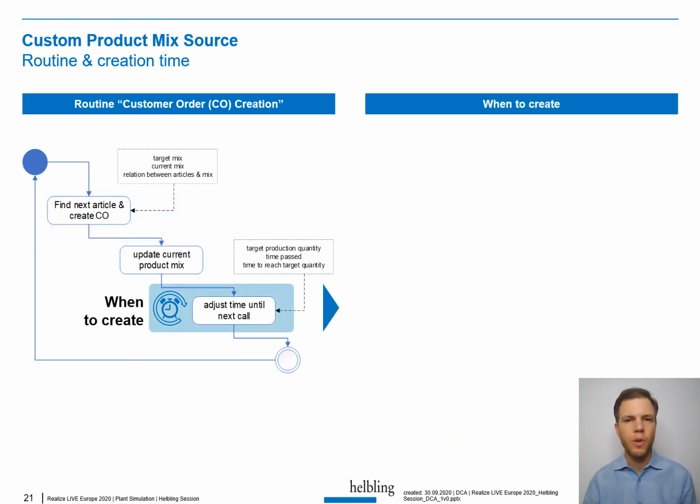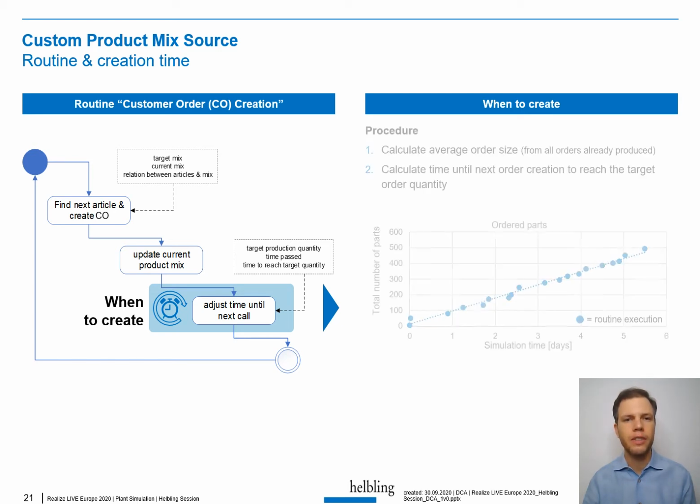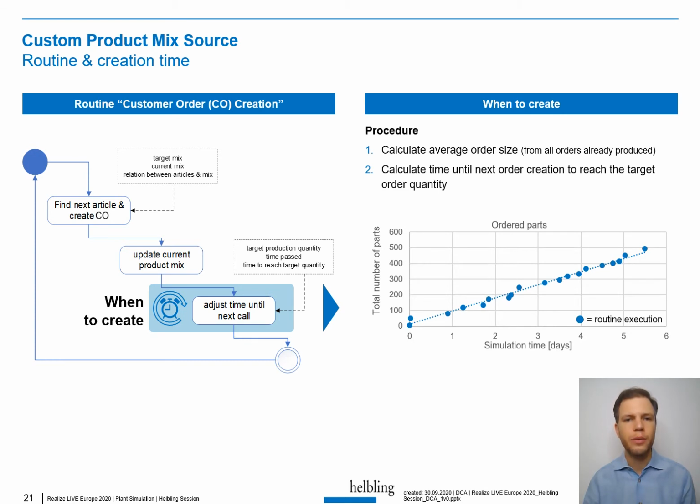Now let's look at when to create. Basically, it defines when the routine will be called next. In this way, the total demand can be steered. To do that, first the average order size is calculated, and with that information, the time until the next order creation can be derived. I'd like to mention that this approach leads to a certain deviation between the simulated and the target demand, which reflects the real market. For this reason, several observations are required to obtain meaningful results.